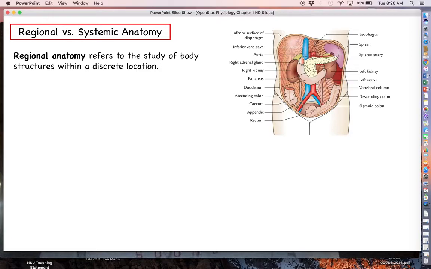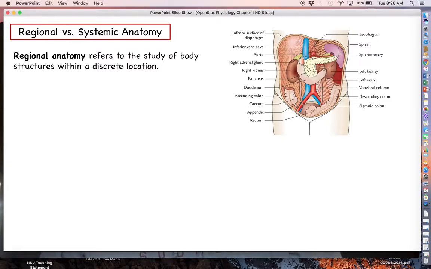Another way that we can look at anatomy is on a regional versus systemic basis. The reason I'm bringing this up is because our discussion and study of physiology is going to take a similar approach in terms of, do we study things that are all located in the same place at the same time, or do we study things based on an organ system approach, more of a systemic approach? So what do we mean by that?